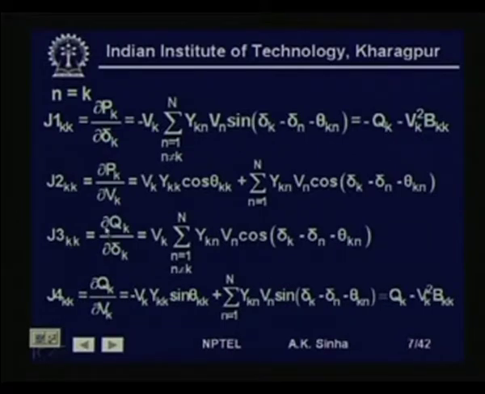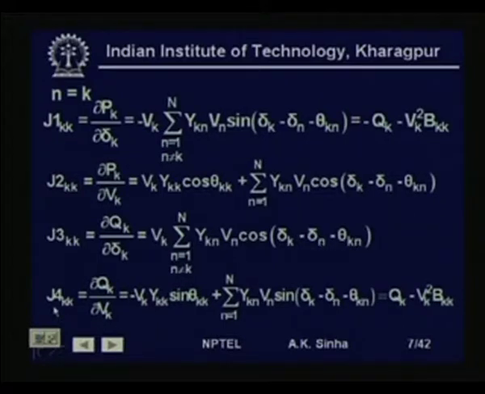J3 kk, that is, the diagonal elements of the J3 submatrix, ∂Qk/∂δk, is given by Vk times the summation from n = 1 to N, n not equal to k, of Ykn Vn cos(δk − δn − θkn).